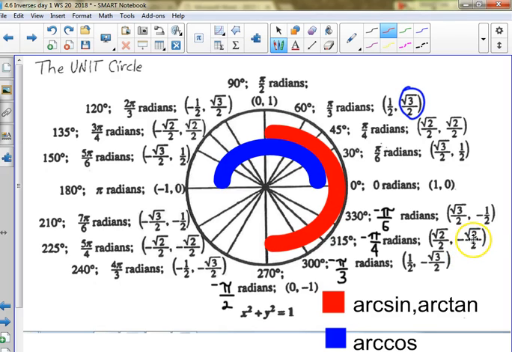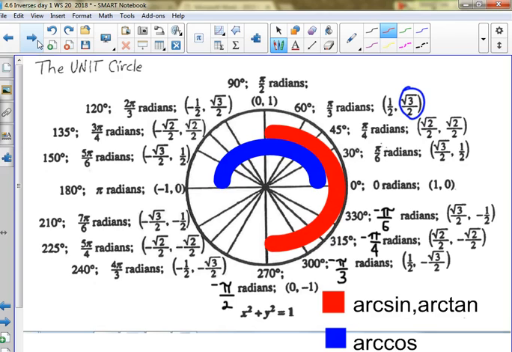Because remember, you got to do the y over the x. Okay, 7 pi over 4 is it. The tangent there is negative 1, but is that in my range of values I'm allowed to say for inverse tangent?